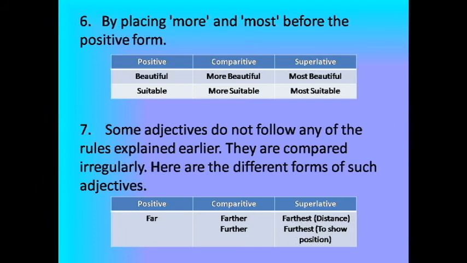Some adjectives do not allow any of the rules as explained earlier. They are compared irregularly. Here are the different forms of such adjectives. For example, far is in the positive case, and in the comparative case it changes into farther or further. This is entirely different from the positive case. It changes into superlative case as farthest, which shows the distance, whereas furthest shows the position.